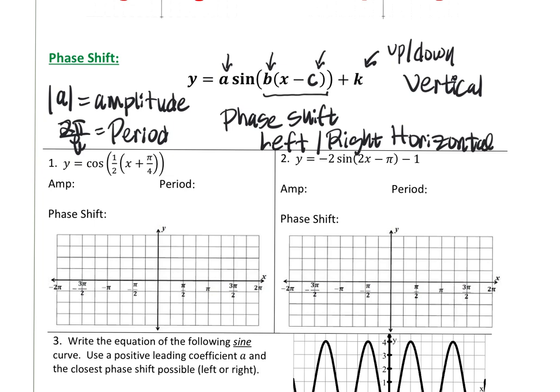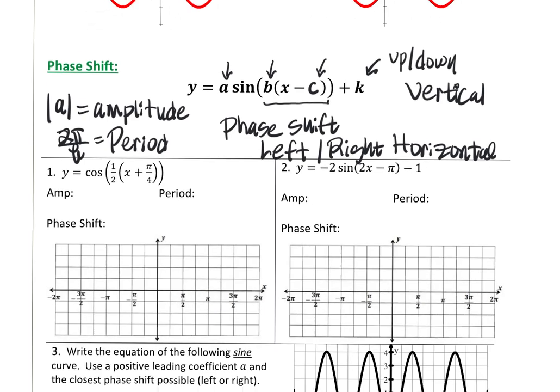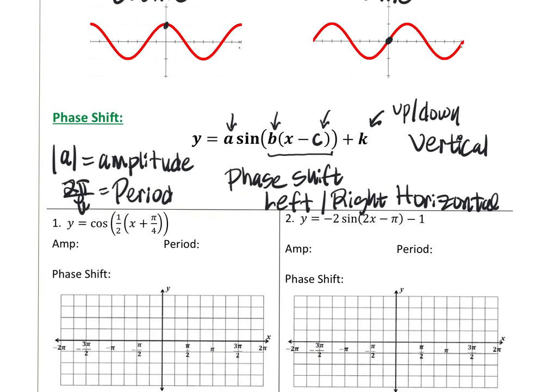Notice that it's got 1/2 x, and that's one thing I do want to point out. You see how they have the parentheses here? If the B is not factored out of this x minus C bit, you have to factor it out, or else that C is going to be incorrect. Just something to pay attention to, because there'll be one that's not factored out. I have to factor out the B before I can use my C to tell me the phase shift. So just watch for that one.